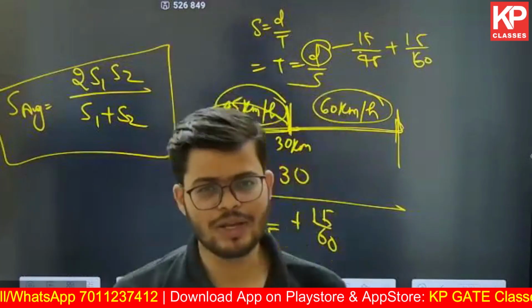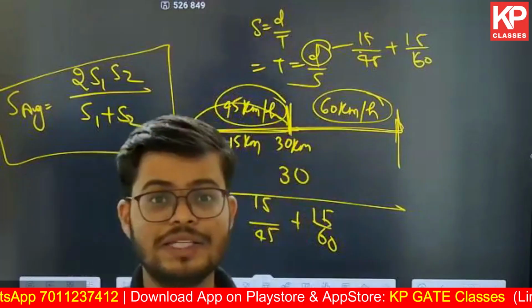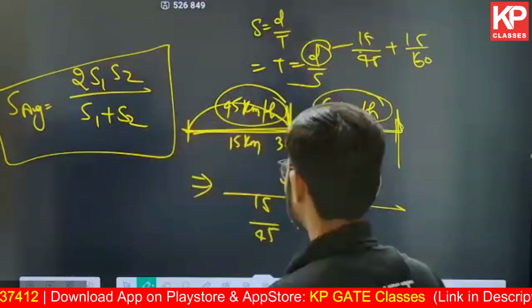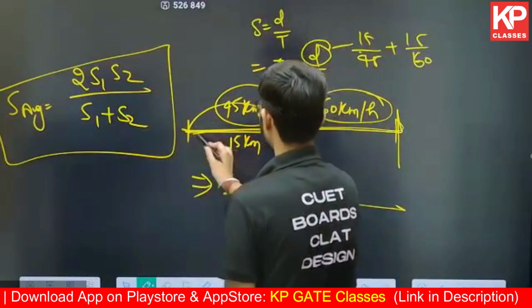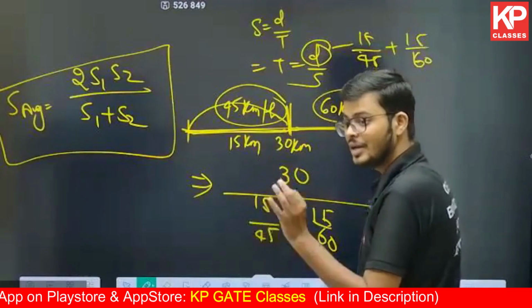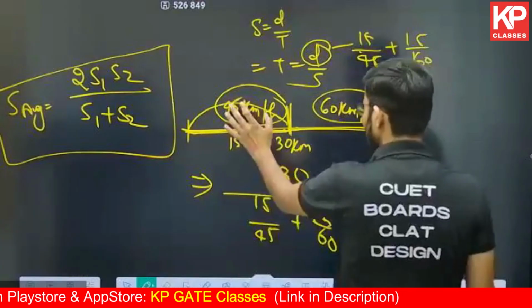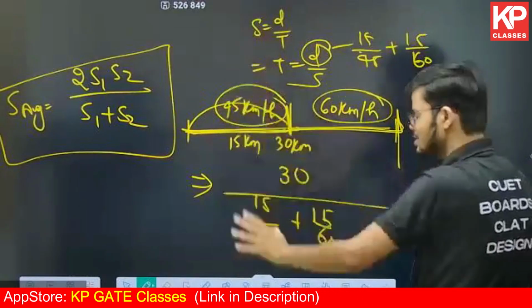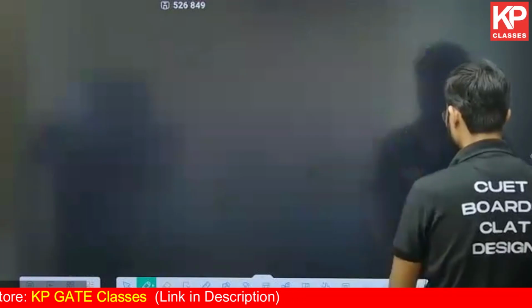But this formula is only and only applicable when the distances of the two parts that you are covering are equal. Here you covered 15 kilometers, and here also 15 kilometers. In some questions, you'll be told you have covered half the distance at this speed and the other half at that speed, with no mention of the actual distance. In that case also we can find out the answer.